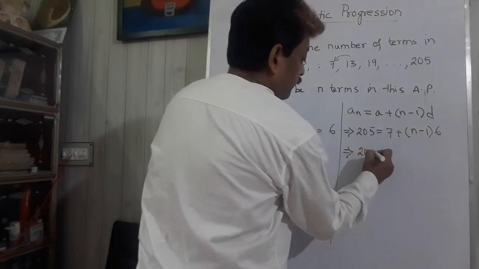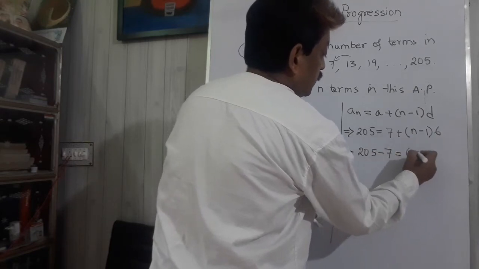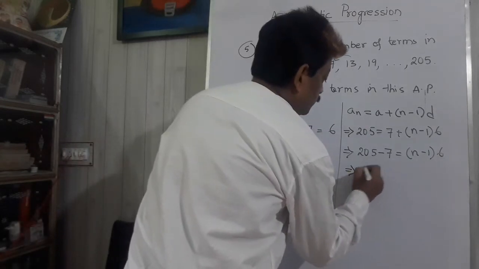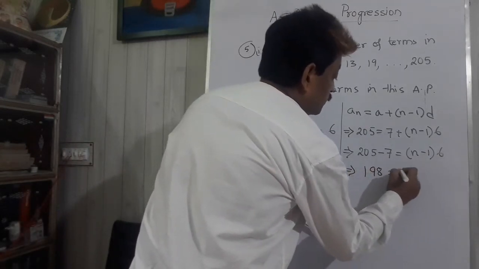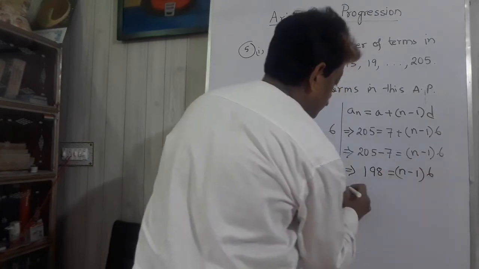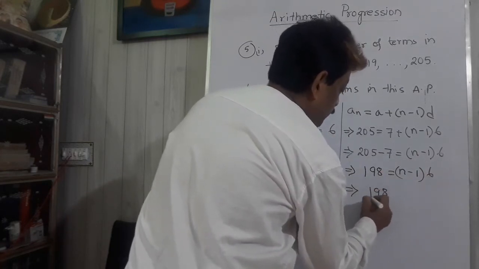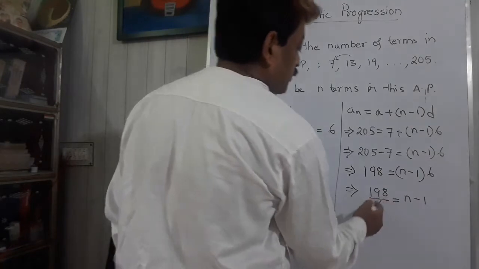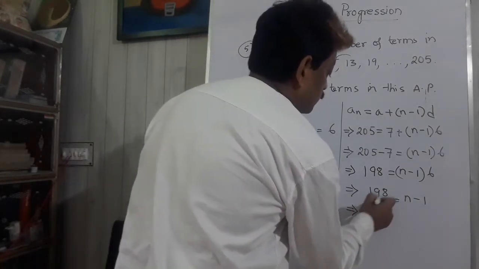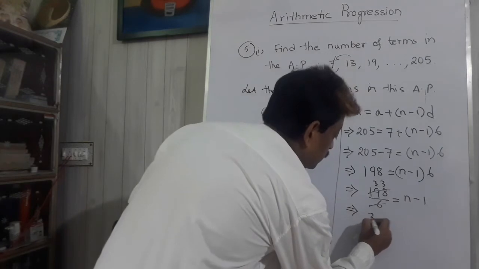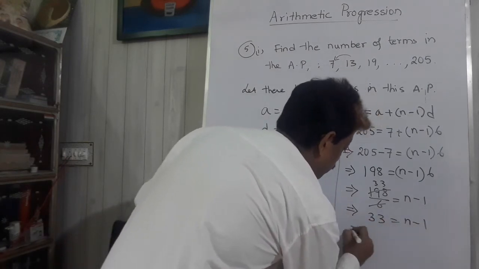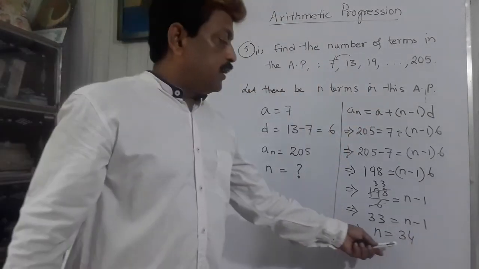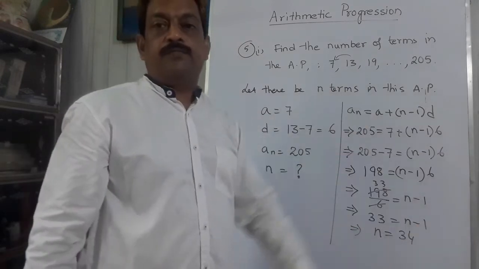So 205 minus 7 is equal to (n minus 1) multiplied by 6, or it is 198 equals (n minus 1) multiplied by 6. So 198 upon 6 equals n minus 1. This 6 will come down to the denominator, so it is cancelled. 33 is equal to n minus 1, or n is equal to 34. Therefore, there are 34 terms in this AP.